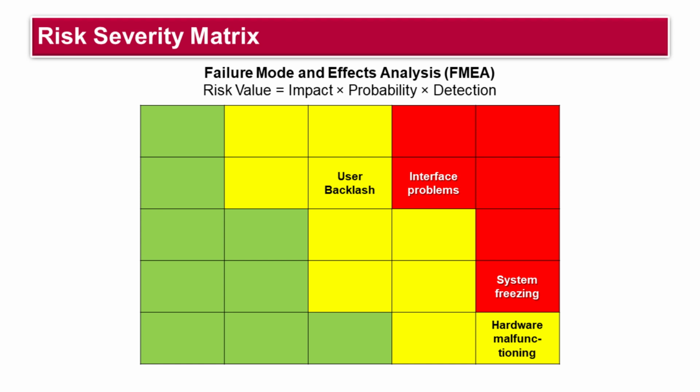FMEA is a systematic method used to identify, analyze, and prioritize potential failures within a system, process, or design. It provides a more comprehensive approach to risk management by considering additional factors beyond basic probability and severity.